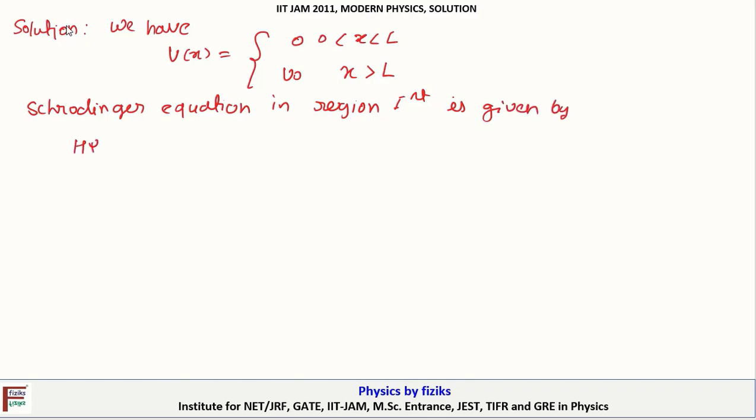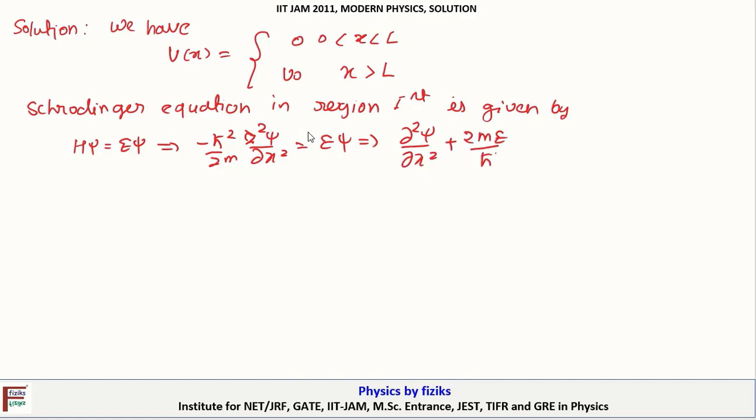that is H psi equals E psi, which implies minus h cross square by twice m del square psi by del x square equals E psi, which implies del square psi by del x square plus 2mE by h cross square psi equals 0, or del square psi by del x square plus alpha square psi equals 0, where alpha square is defined as 2mE by h cross square. Now thus we can take it as equation 1.